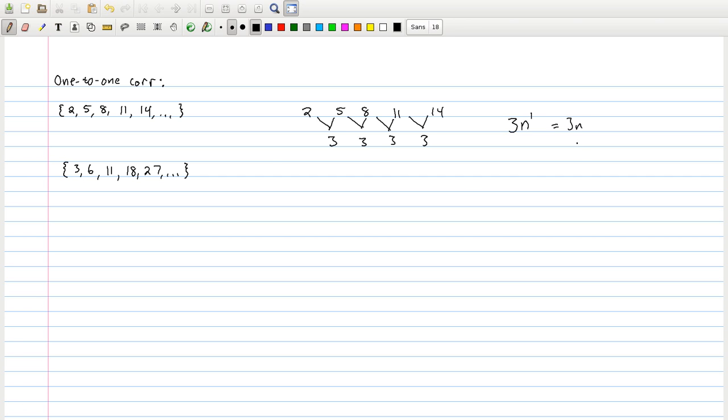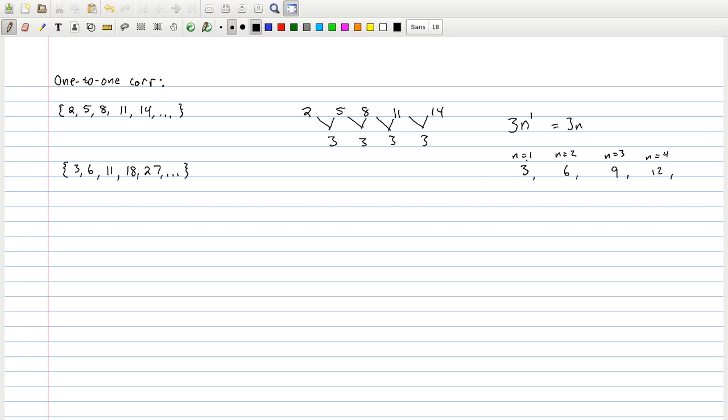So if you plug in the first few numbers for n, if you plugged in n equals 1, 3 times 1 is 3. If you plug in n equals 2, 3 times 2 is 6. Plugged in n equals 3, 3 times 3 is 9. Plug in n equals 4, 3 times 4 is 12, and so on. If you compare this with the original list of numbers, 2, 5, 8, 11, these are all just one more than the set that we're looking for.